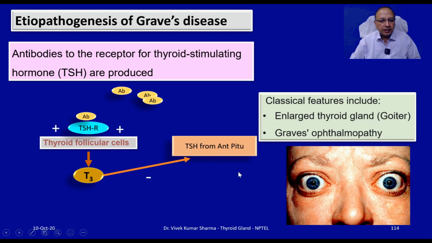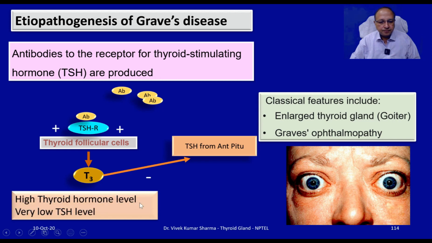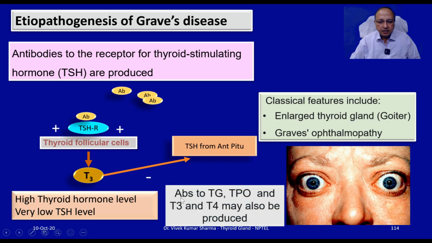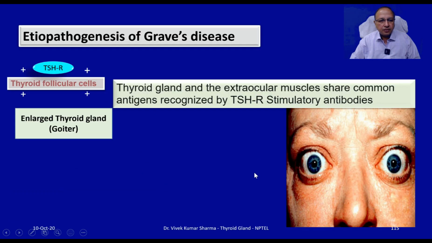So overall there will be an increase in the autoantibodies with a stimulatory TSH receptor response that causes an increase in the T3 and T4 hormones. So high thyroid hormone levels and very low TSH levels. Antibodies are produced to thyroglobulin and TPO, and antibodies to T3 and T4 may also be produced.